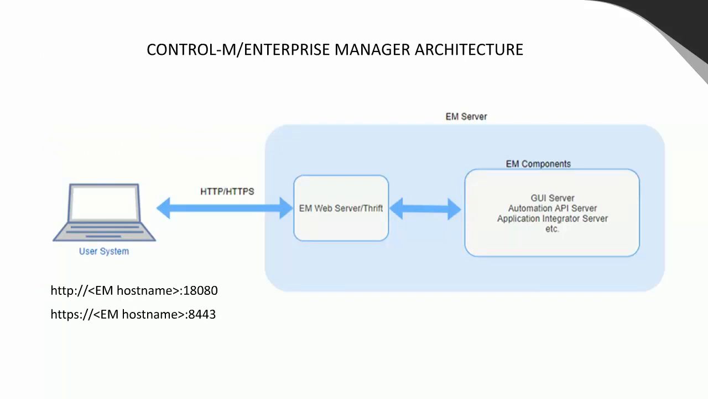Starting version 9.0.18, we introduced a change within the product architecture in the communication layer, where we move from CORBA to Thrift. That means we use an API to communicate between the EM server and the clients through the default ports 18080 in case of HTTP and 8443 in case of HTTPS.